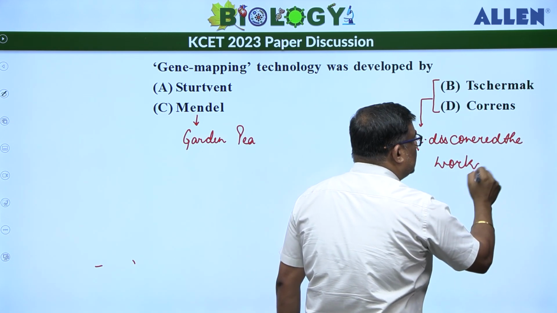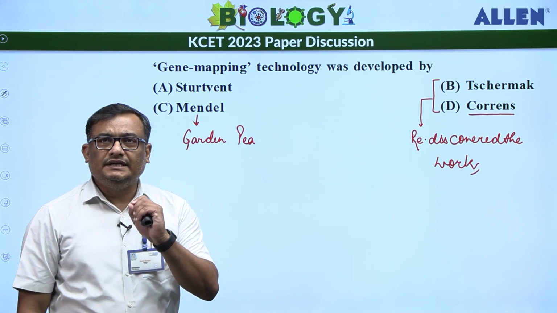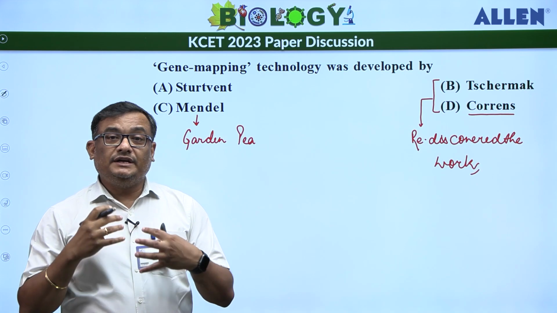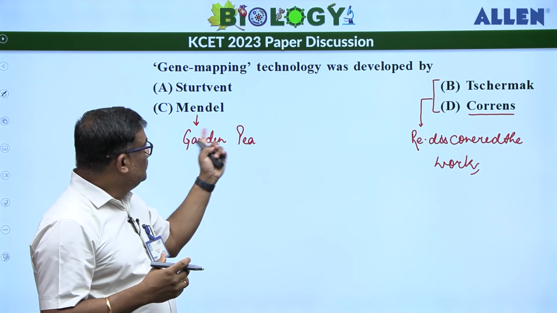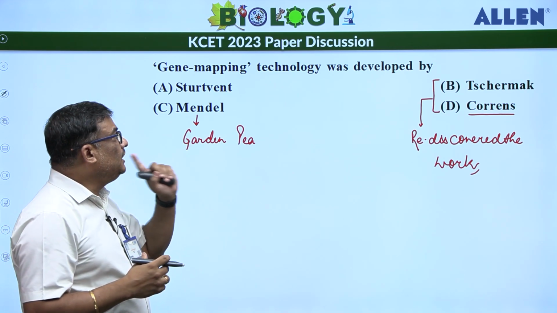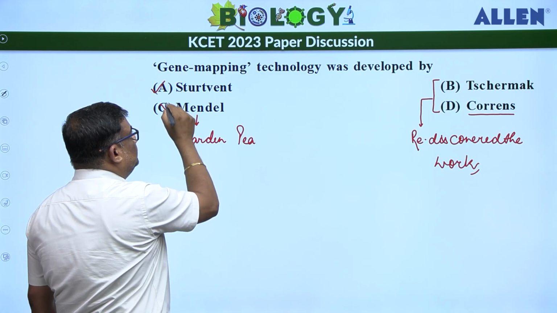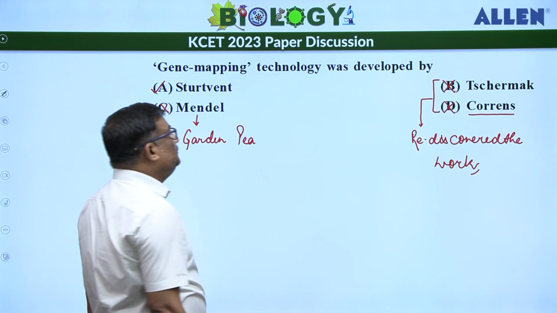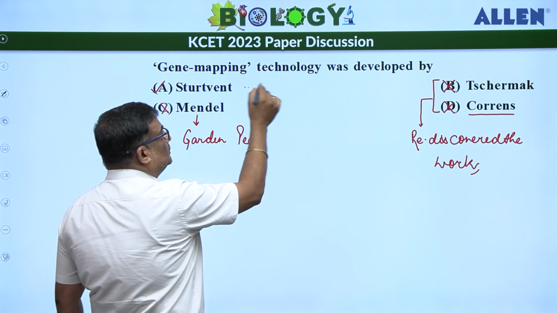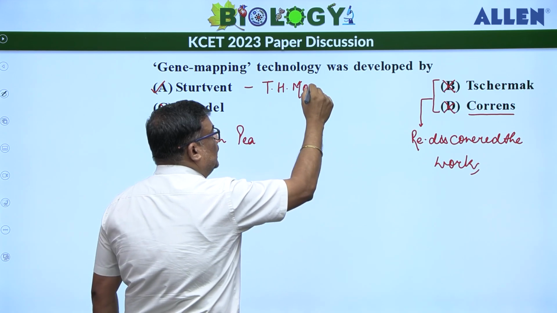And you also know that Karl Correns is known for his concept of codominance, and he is one of the persons who was not very okay with the concept of dominance as given by Gregor John Mendel. Now you are left with the last one. Sturtevant is going to be the option because I have eliminated all the three options. And if you remember, Sturtevant is also related with T.H. Morgan.